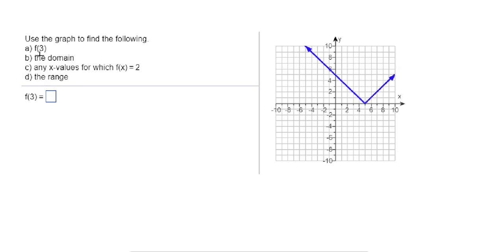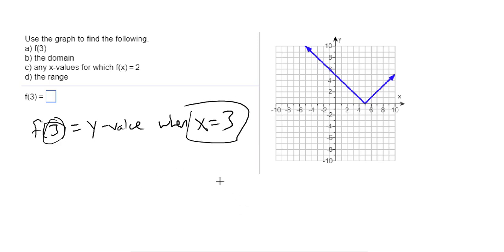So part A starts off the same way. It's asking for f of 3. So remember what we said about this last time. This is the y value, or the y coordinate, when x is equal to 3, right? So whatever they have in the parentheses, that's what we want to set x equal to. And then because they're asking me to find the function value, they're asking me to find the y value, the y coordinate.